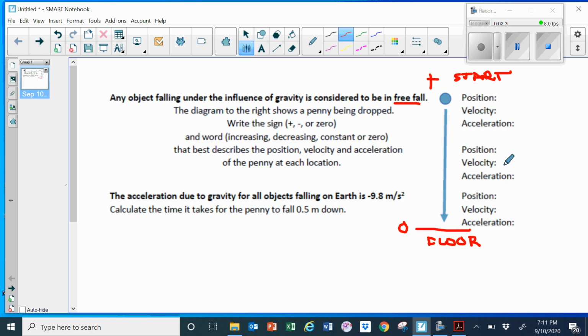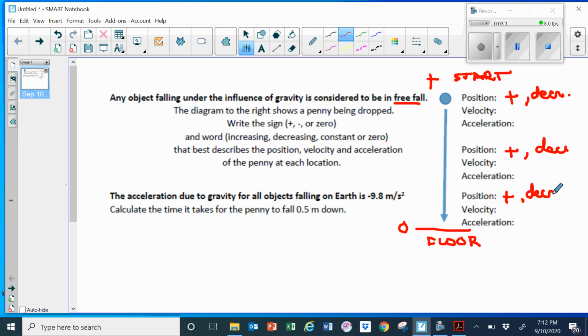First of all, what would the position of the penny be all the way down? That's pretty easy to say. It's going to be positive, because if the floor is 0, this is always going to be positive. So the sign is going to be positive for the position. Now the word increasing, decreasing, constant, or 0: it's going to be decreasing, isn't it? Because the highest point is here when it gets dropped, here's the middle point, and here's the lowest point, right before it hits the floor. So the position is going to be positive and decreasing all the way down.